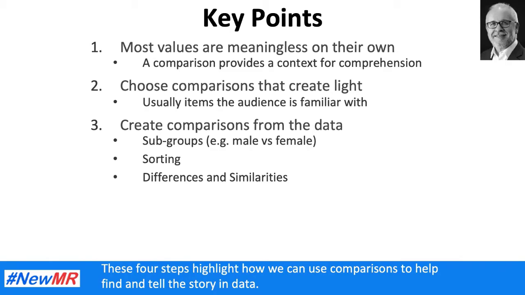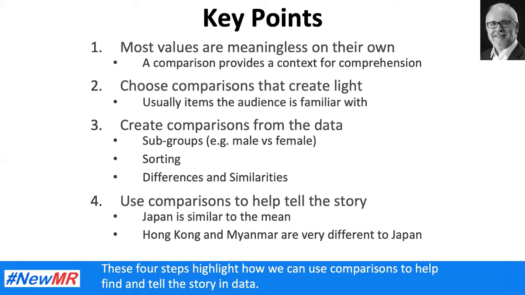Then we're going to do sorting. And sorting is probably the most fundamental tool in identifying differences and similarities. But you need to sort by the right thing. And quite often that will mean making additional variables so that you are sorting by the topic of investigation. And then once you've found the story, we can use comparisons to help tell the story. So Japan is similar to the mean. Hong Kong and Myanmar are very different to Japan.